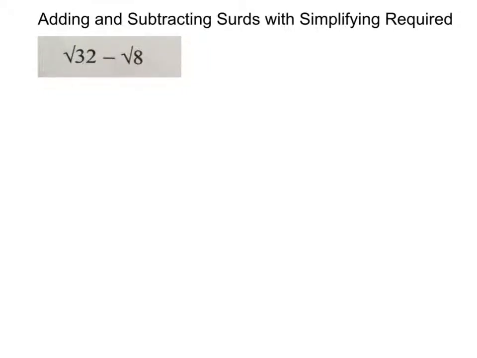We know that before we can add or subtract surds, what's inside the square root must be the exact same. So in order to do the square root of 32 take away the square root of 8, we first need to simplify it and make what's inside the square root the same. So we're going to look at the square root of 8 first. It's smallest and should be the easiest to simplify.